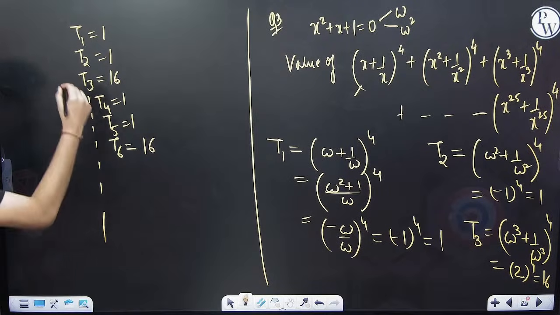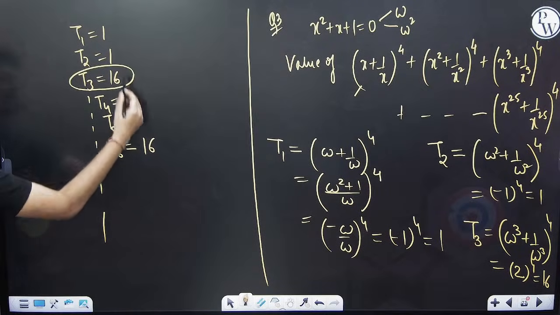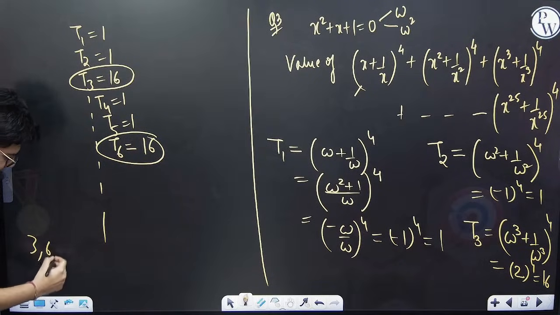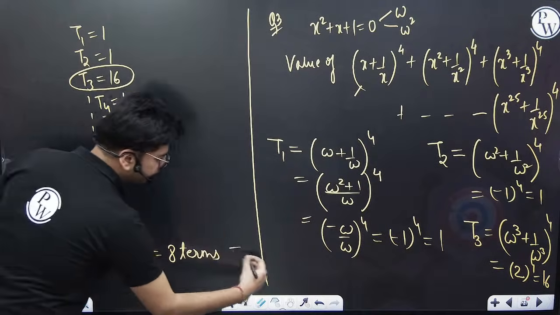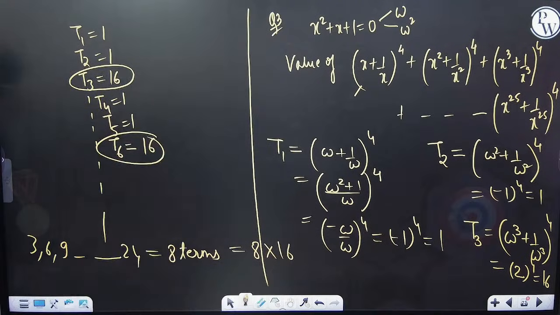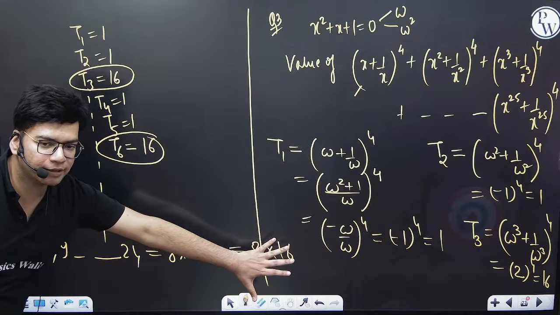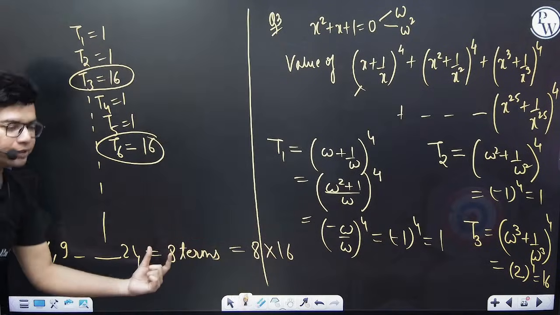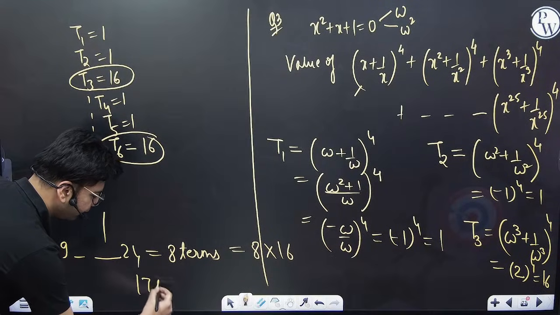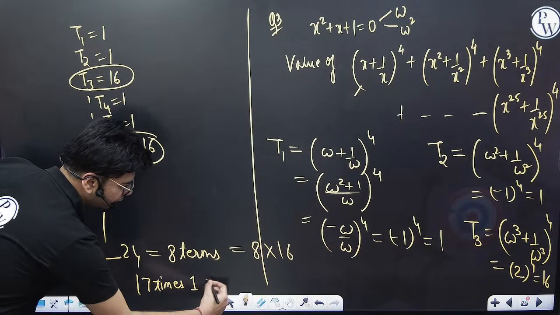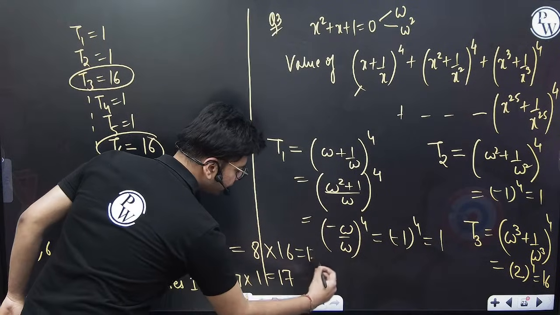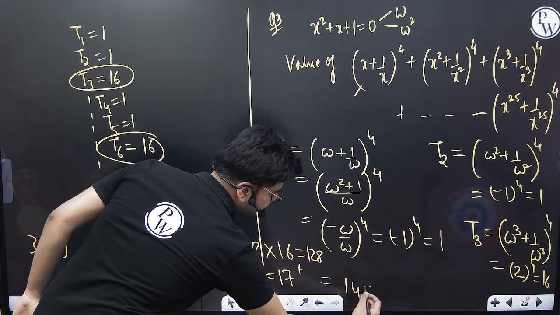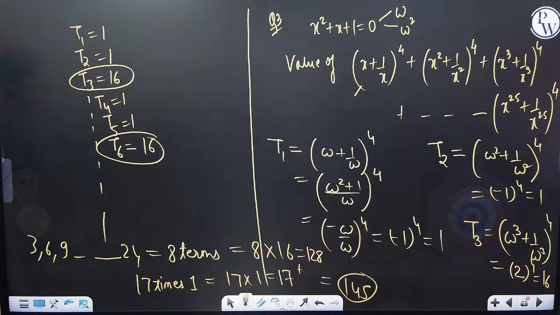So till 25 terms, how many multiples of 3 will I have? 3, 6, 9 up to 24. So how many terms will be there? 8 terms. So I'll get 8 times 16. And out of 25, if 8 terms are 16, the remaining 17 will be 1. So 17 times I'll get 1, so 17 into 1 will be 17. So 16 into 8 is 128 plus 17. So you will get the answer as 145. This is your correct answer.